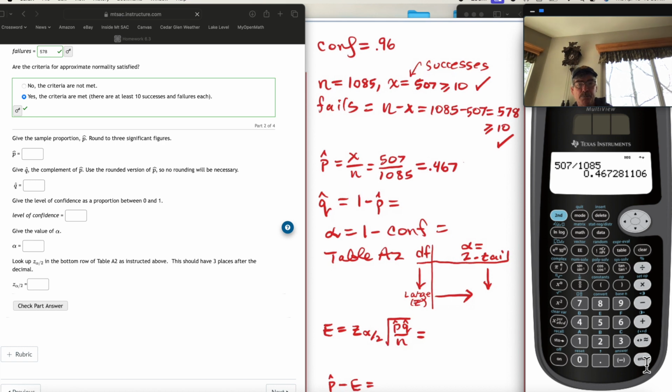And then the complement, we need to do q hat, so we're going to do 1 minus 0.467 here. All right, so that's 0.533. So I'm going to put these in.